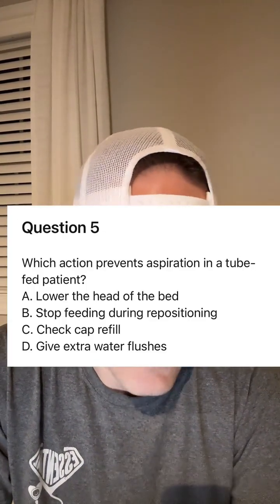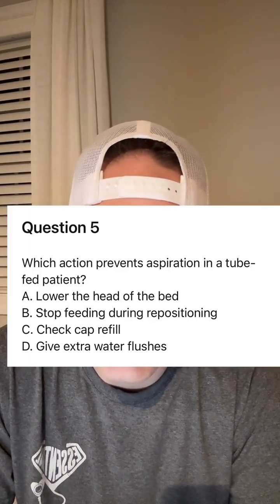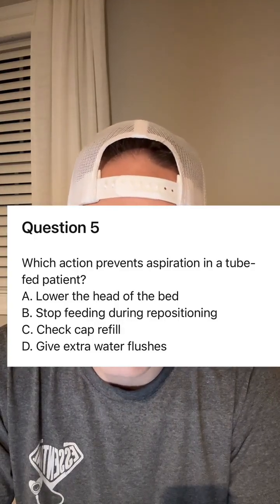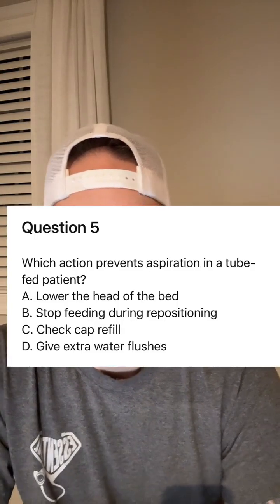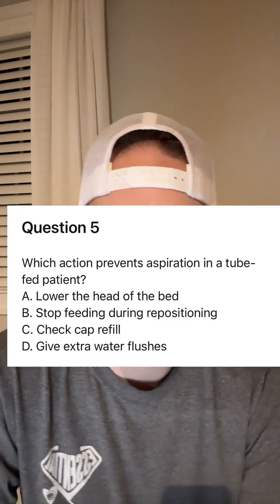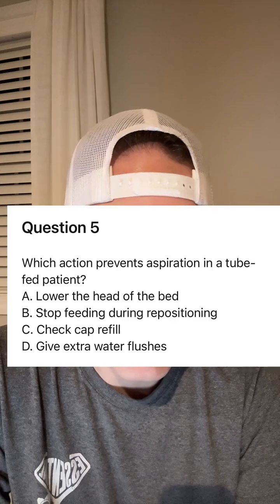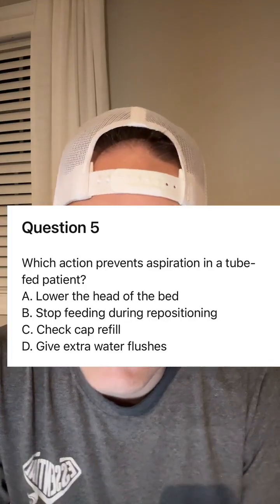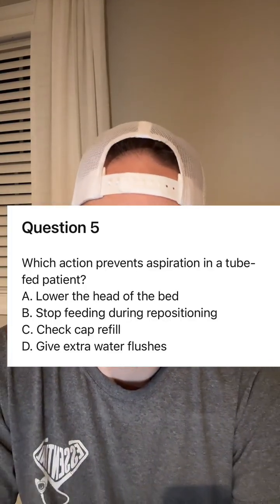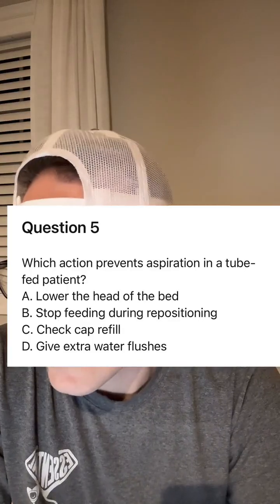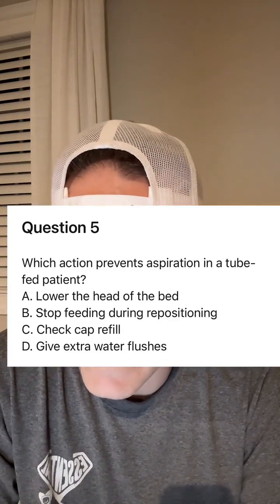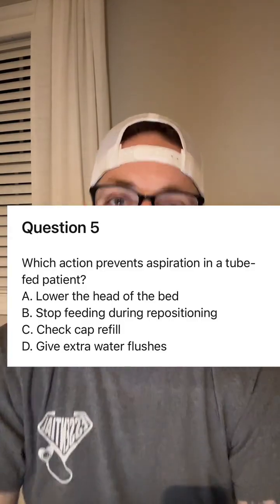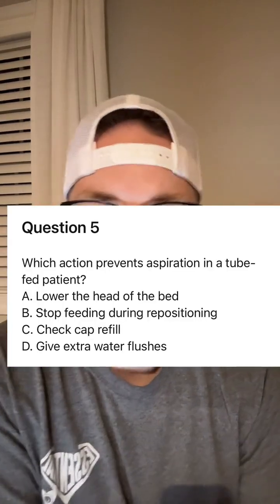All right, question 5. Which action prevents aspiration in a tube feed patient? What are you guys thinking here? Lower the head of the bed, stop feeding during repositioning, check cap refill, or give extra water flushes. I'm seeing a few B's. Good. Yep, definitely. We're going to stop the feeding before repositioning, prevents that regurgitation and aspiration. Those are major risks in tube feed clients.